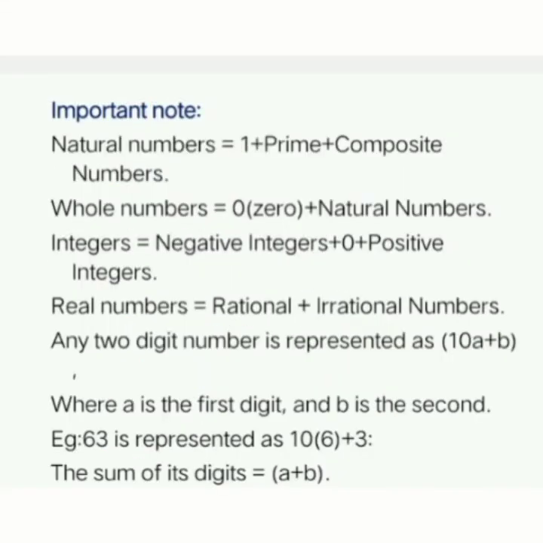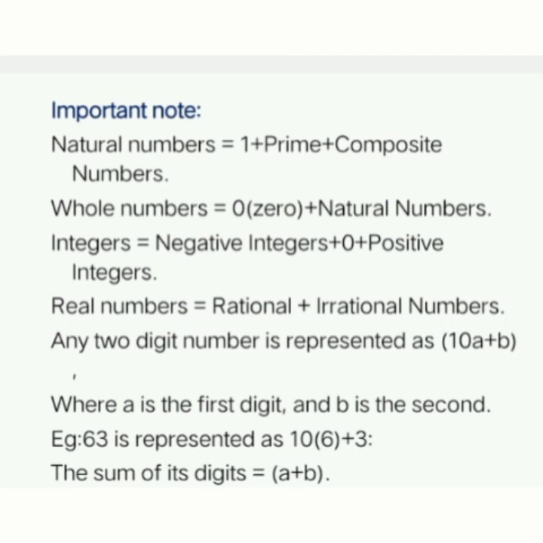The important note is that there are many classifications of numbers in this number system, so here is an easy way to remember. Natural numbers equal 1 plus prime plus composite numbers, whole numbers equal 0 plus natural numbers, integers equal negative integers plus 0 plus positive integers, real numbers equal rational plus irrational numbers.